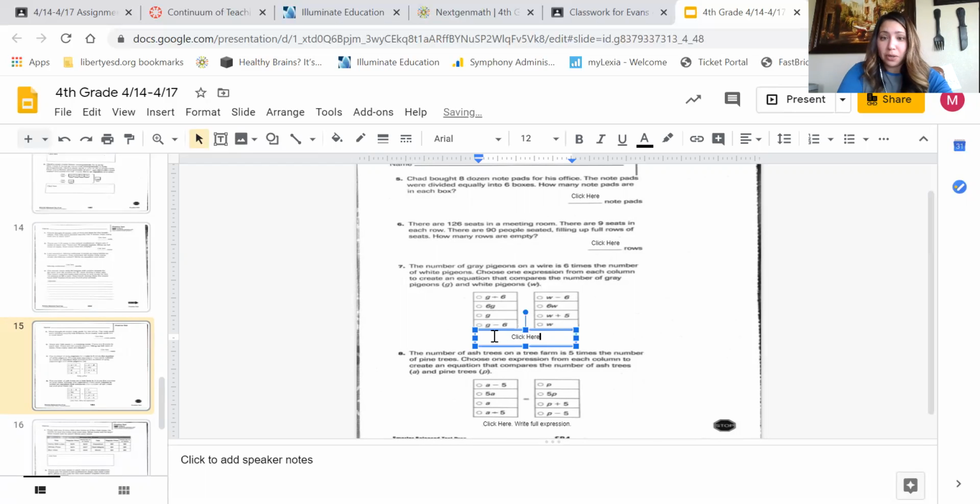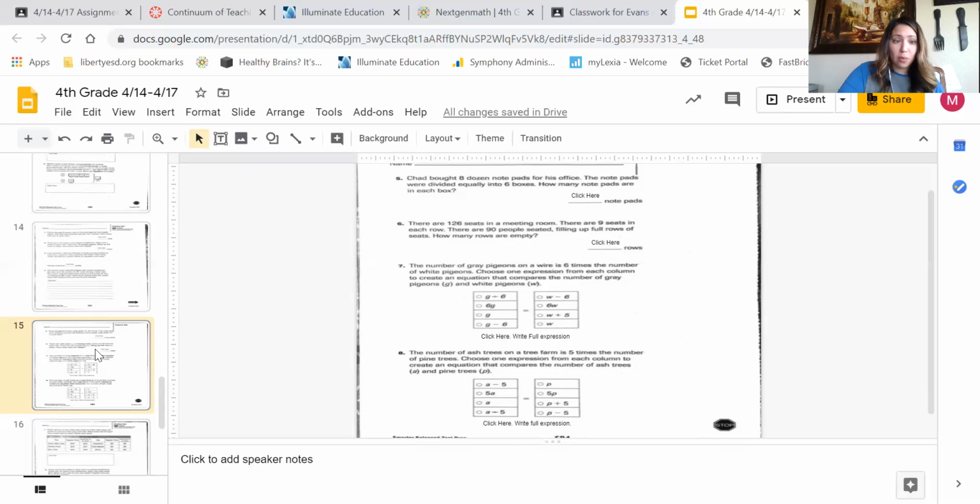Again, if it's super confusing, that is fine. You can save this for when we have a Zoom on Friday. Okay, I will be more than happy to go over that with you guys.